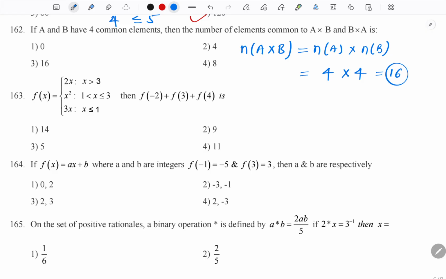So option number 3. Clear? Observe students here. They only said A and B have 4 common elements. Clear? Next.